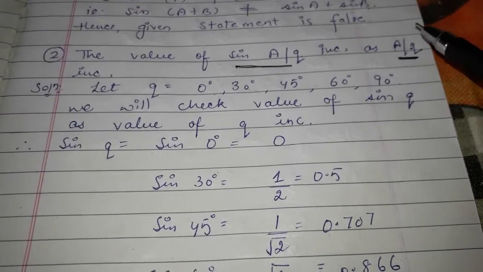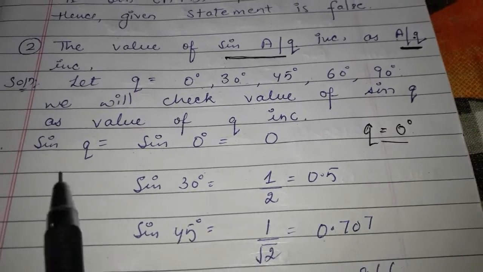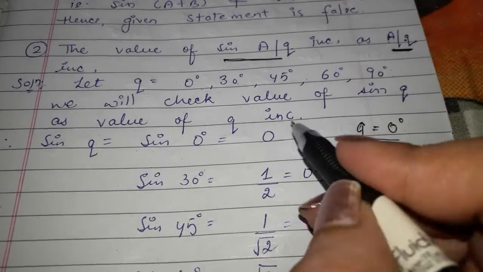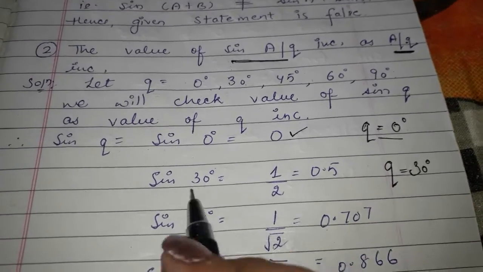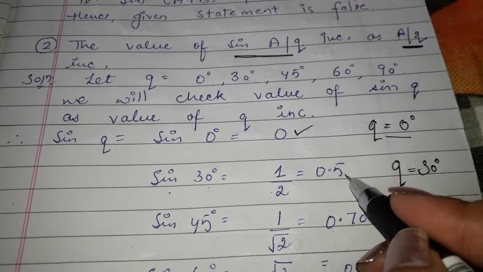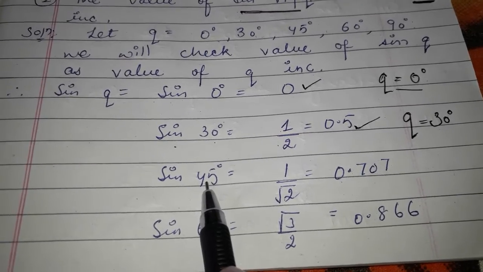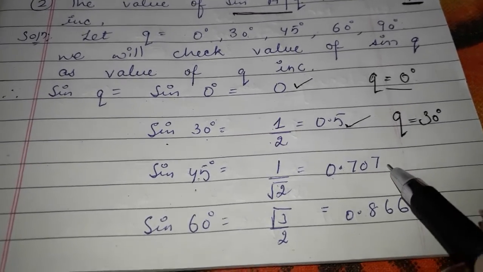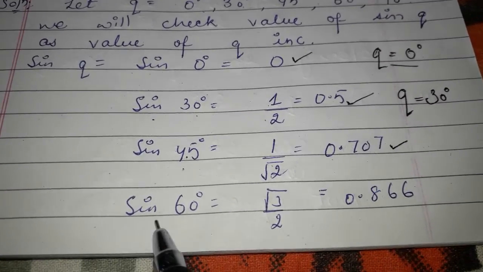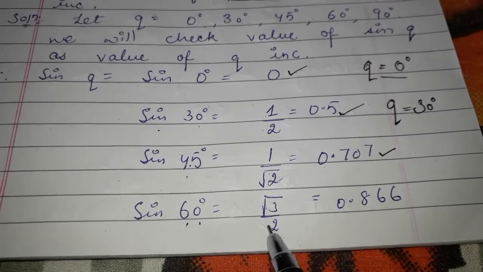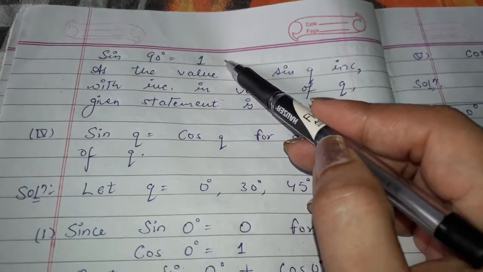Okay, for the first value, Q is equal to 0. When I put Q equal to 0 degrees, sin 0 degrees will be 0. On putting Q as 30 degrees, sin 30 degrees is 1 by 2, that is 0.5. On putting Q as 45, sin 45 is 1 by root 2, that is 0.707, and on putting Q as 60 degrees, sin 60 degrees will become root 3 by 2, that is 0.866, and the value of sin 90 degrees is equal to 1.